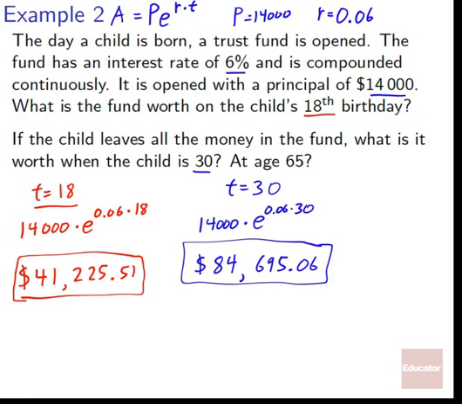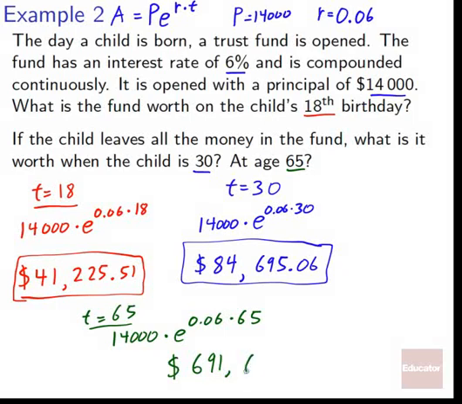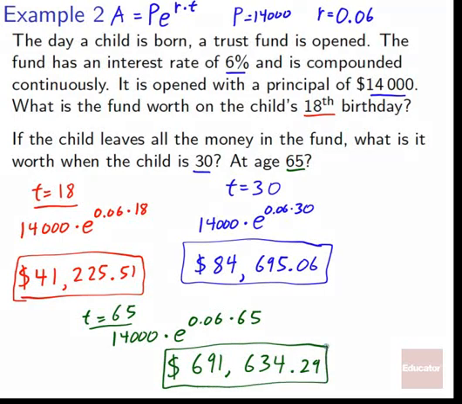But what if he didn't really need the money? If he managed to not spend that money and he was like, I'll use it as a retirement fund. That way I won't have to invest for my retirement at all. I've already got it set up. How much would he wind up having at the age of 65? We've got 14,000. Same setup as before, times e to our rate, 0.06, times our new number of years, which is 65 years, and he would manage to have a whopping $691,634.29.